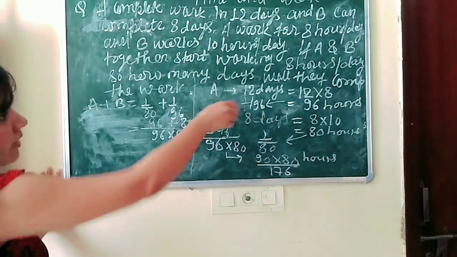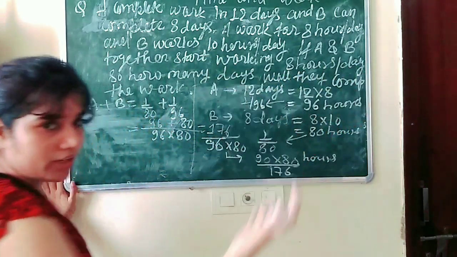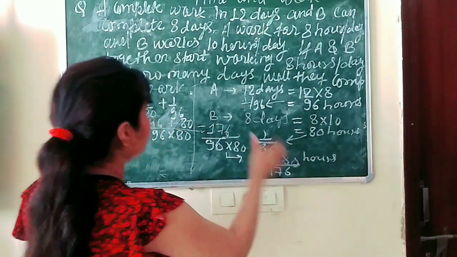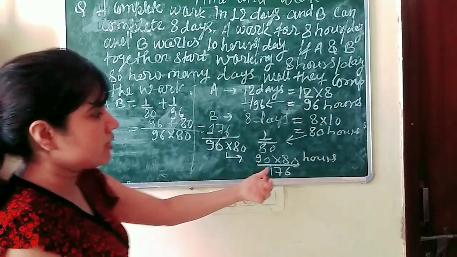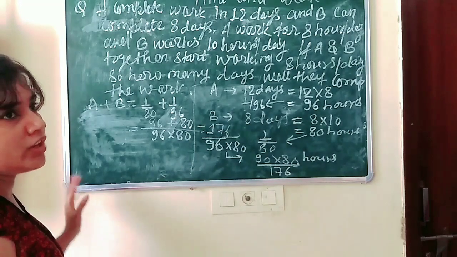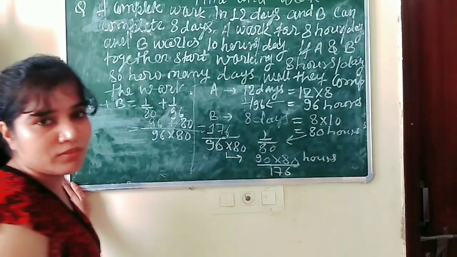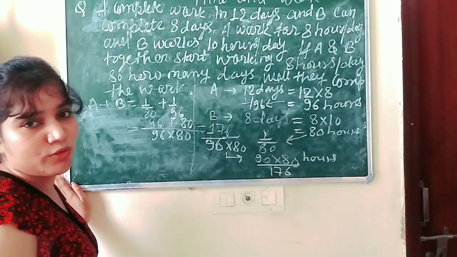Now it is saying every day they are working 8 hours. In one day they are working 8 hours. So we simply convert here. It is asking for the days. So we will simply convert it into days. To convert it into days, you would simply divide by 24, because in one day there are 24 hours.